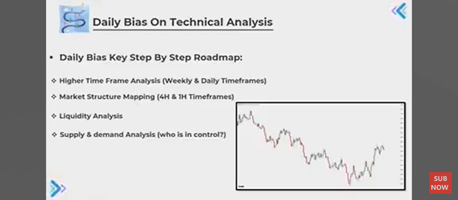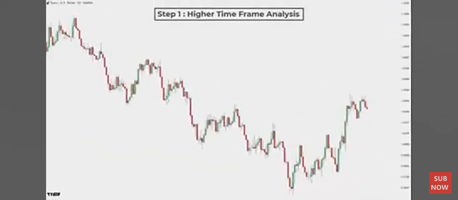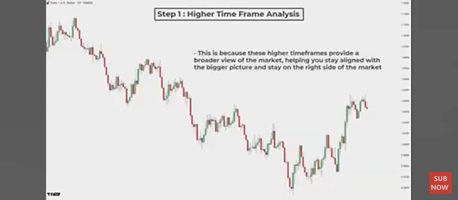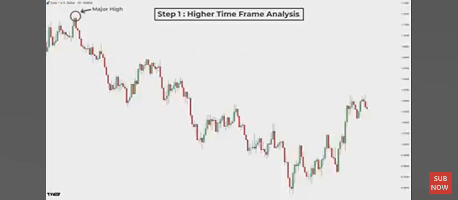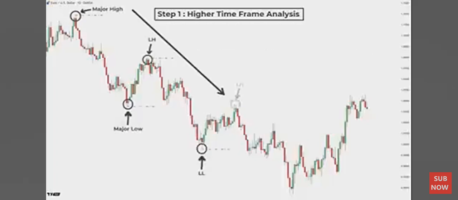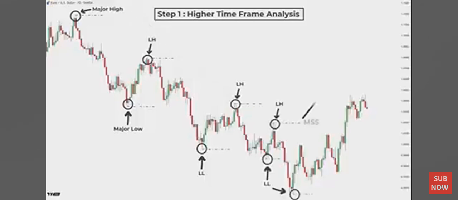The first step is analyzing higher time frames. Before diving into any chart analysis, focus on the daily or weekly time frames. This is because these higher time frames provide a broader view of the market, helping you stay aligned with the bigger picture and stay on the right side of the market. What we should do is identify the price's current dominant trend, whether it's in an uptrend, downtrend, or range-bound. This helps you understand the market's overall direction.